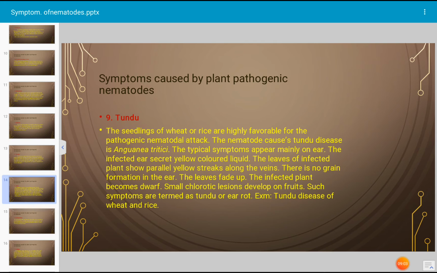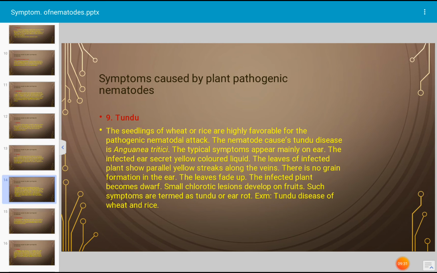The typical symptoms appear mainly on the ear. The infected ear secretes yellow colored liquid. The leaves of infected plants show parallel yellow streaks along the veins. There is no grain formation in the ear. The leaves are affected, and the infected plant becomes dwarf. Small chlorotic lesions develop on the fruit. Such symptoms are termed as Tundu or ear rot. Example, Tundu disease of wheat and rice.